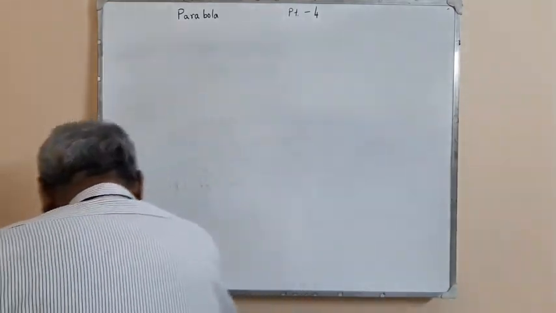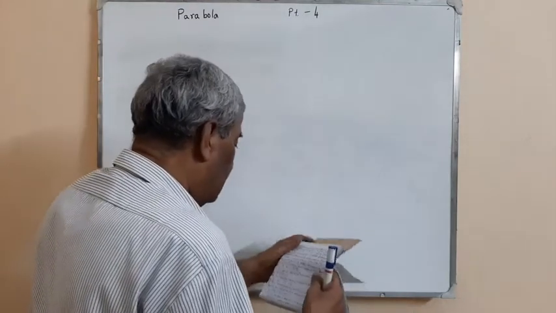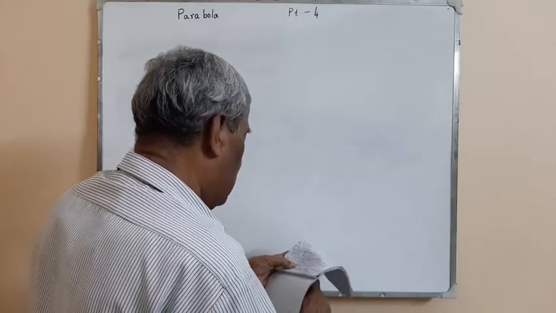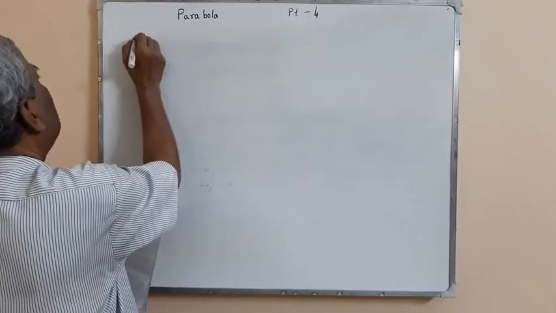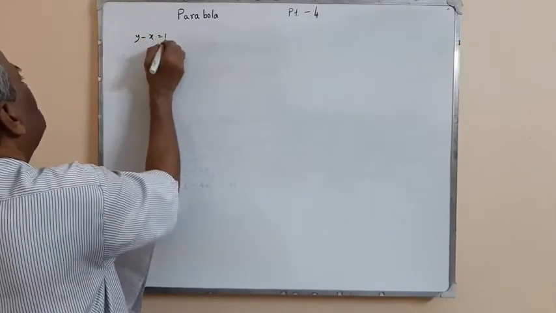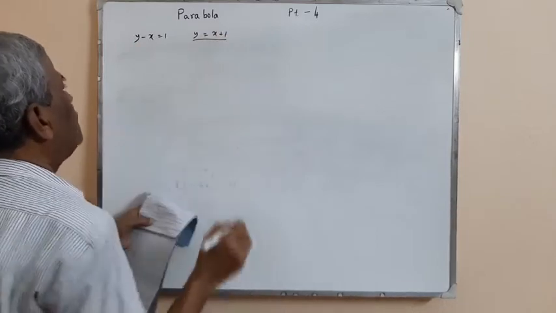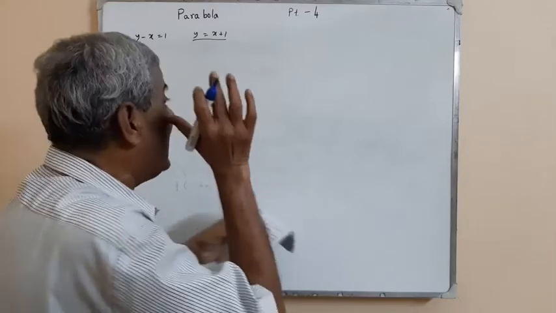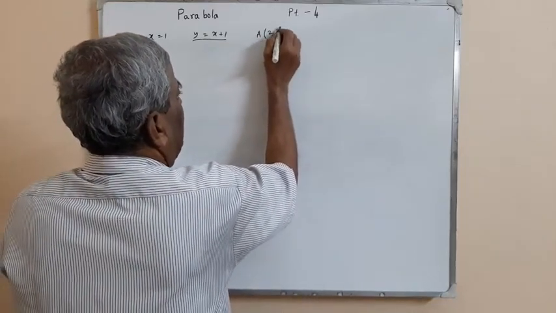Okay, let us take the next problem. The axis of a parabola is along y minus x is equal to 1, that is y is equal to x plus 1. This is the axis of the parabola, and the vertex is at the point A, 2, 3.